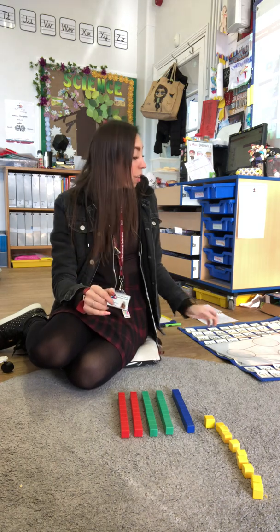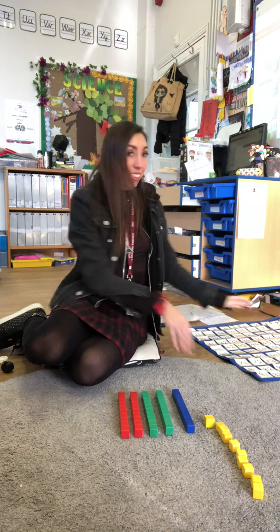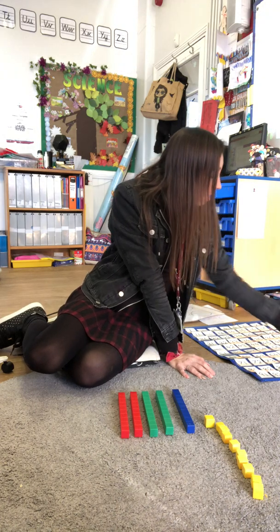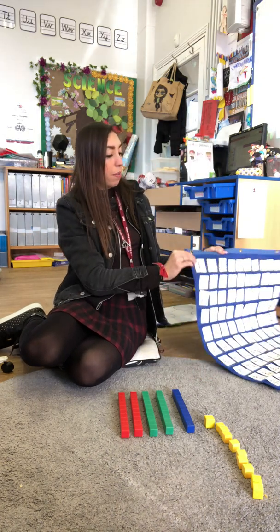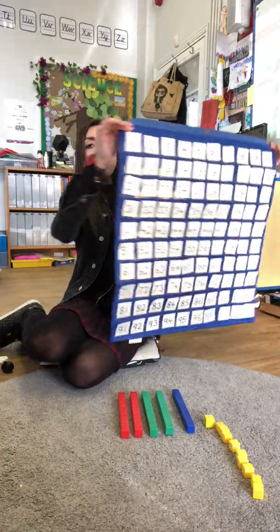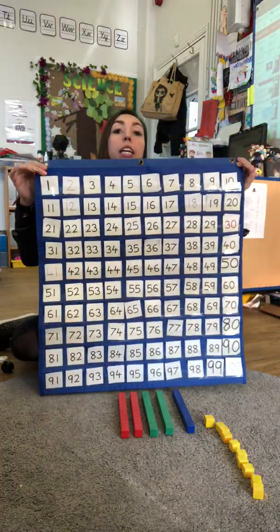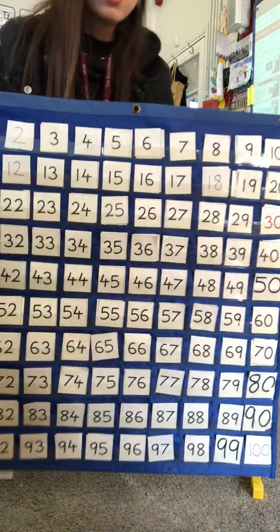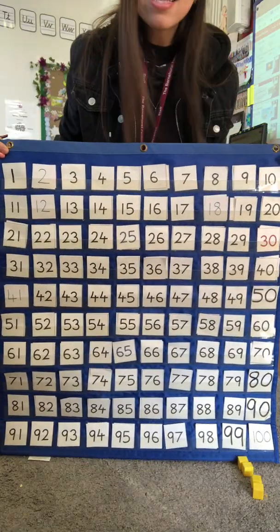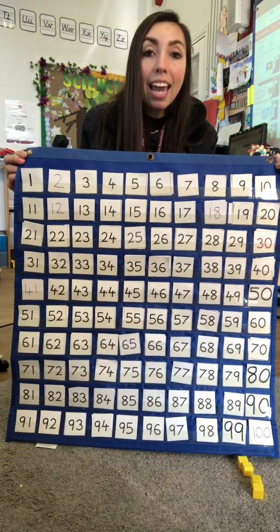Now, when you're counting in tens, and I just found this in the maths cupboard, this is a giant 100 square. So all you're doing, can you see me? Can you see it? Yes. All you're doing is skipping 10 at a time.